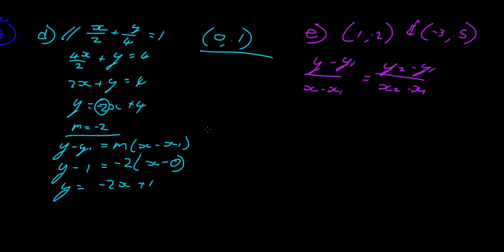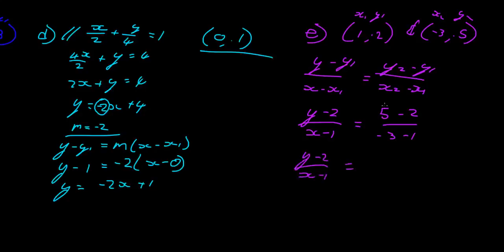Okay, and once again we can choose any ordered pair as 1 and the other ordered pair as 2, but I'm just going to do it from left to right. So we've got x1, y1, x2, y2, and then we're just going to substitute in. So x1 is 1, y1 is 2, x2 is minus 3, y2 is 5. So y minus 2 over x minus 1 equals 5 minus 2 over minus 3 minus 1. And we're going to simplify this and get it into gradient form. So y minus 2 over x minus 1 equals 5 minus 2 is 3 over minus 3 minus 1 is minus 4. Okay, then we're going to take our denominator across to the right, because we want to get y by itself to write this in gradient form.